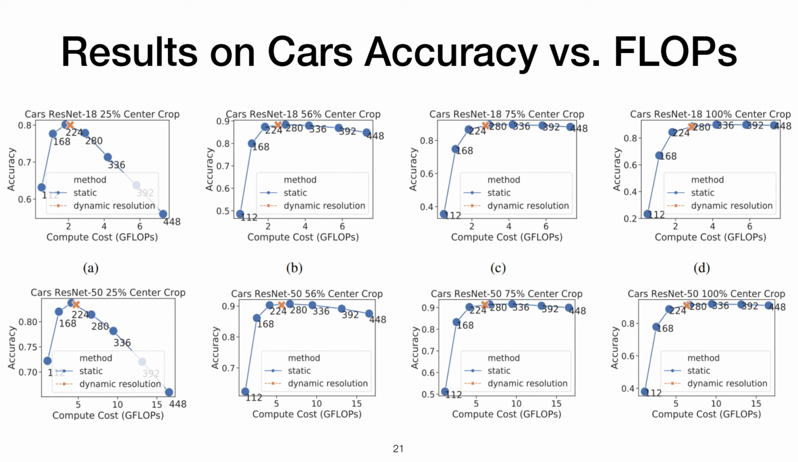Once again, each point on the curve shows a different spot in the accuracy compute cost trade-off space. Accuracy is on the y-axis and compute cost in GFLOPs is on the x-axis. Again, the dynamic resolution approach operates near the apex of each accuracy compute cost curve for both ResNet 18 and ResNet 50. One interesting phenomenon is that the accuracy decrease with high resolution seems to be less extreme than on ImageNet, but more extreme with decreasing resolution, suggesting that how exactly the train test resolution discrepancy plays out is dataset dependent.